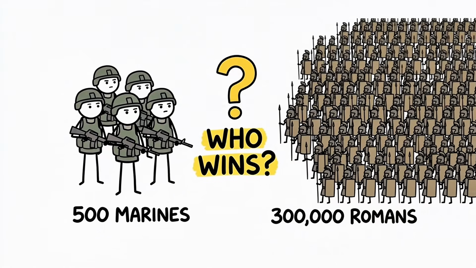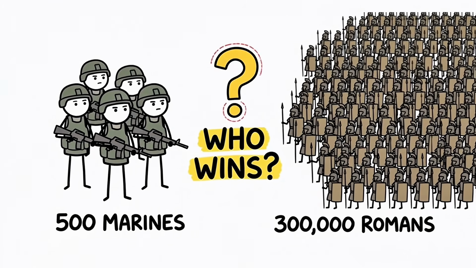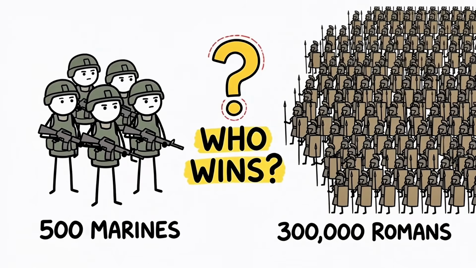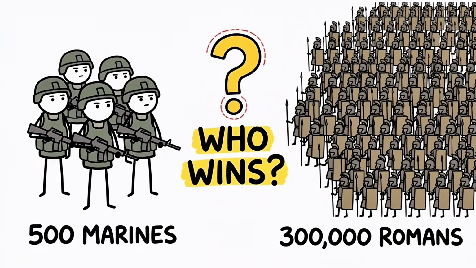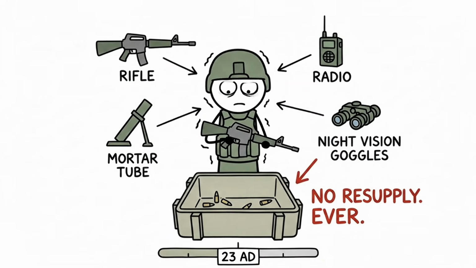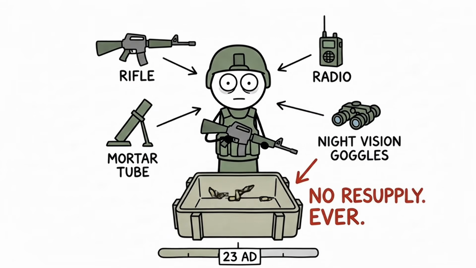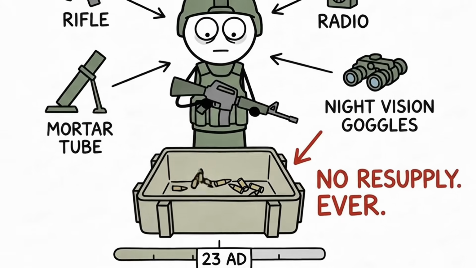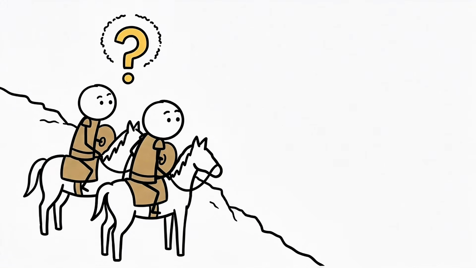In 2011, a Reddit thread asked a question so dangerous that historians refused to answer it. 1 battalion, 500 men, against an empire that conquered the known world with 300,000 soldiers. The Pentagon never ran this simulation, but tonight, we will. And the answer is not what you think.